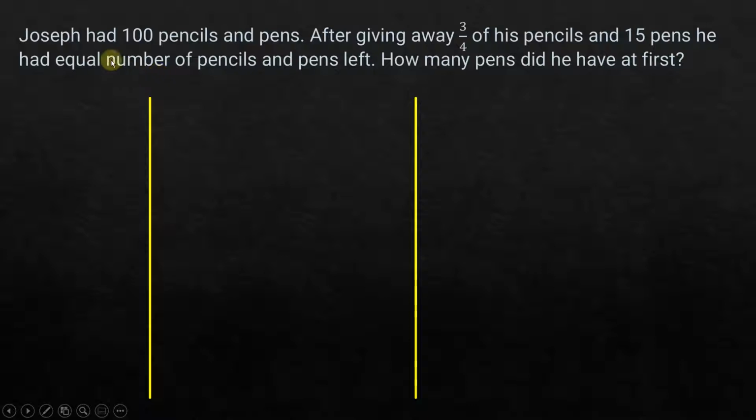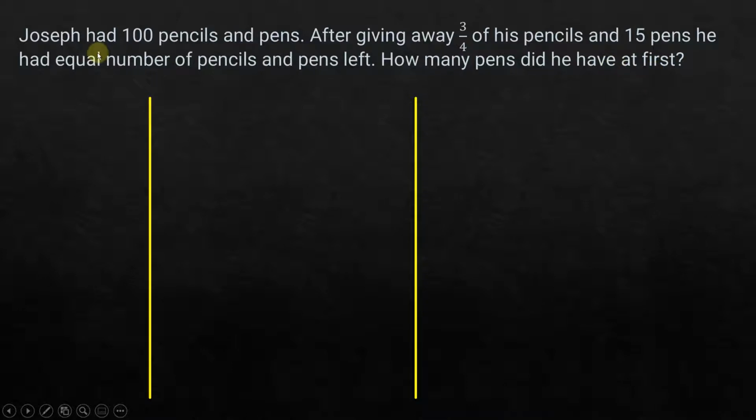Let me read the question for the benefit of those who skipped the last portion. Joseph had 100 pencils and pens. After giving away 3/4 of his pencils and 15 pens, he had equal number of pencils and pens left. How many pens did he have at first?